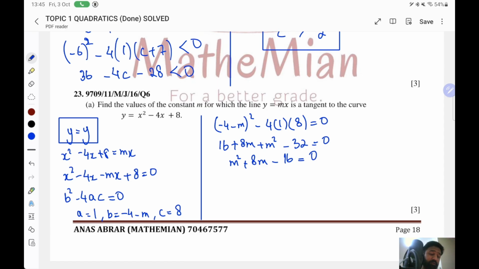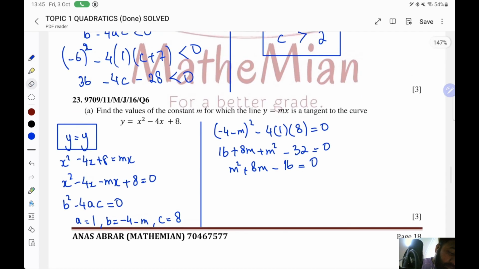Okay, so let's move forward. We need to figure out the two factors for this. 16 plus 8m plus m squared minus, what's a?